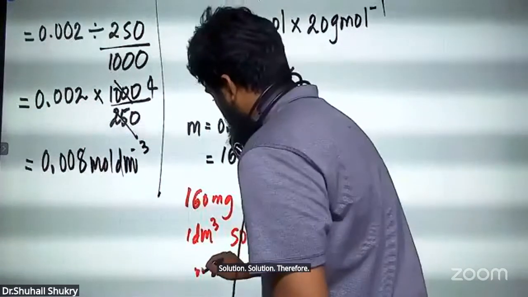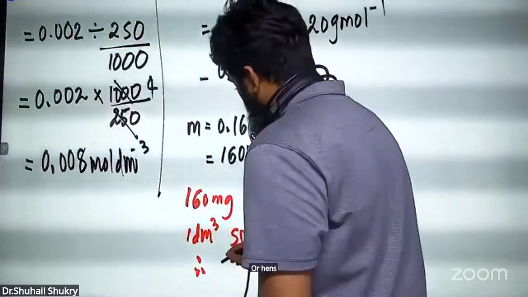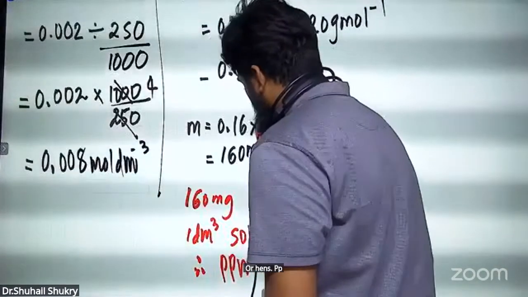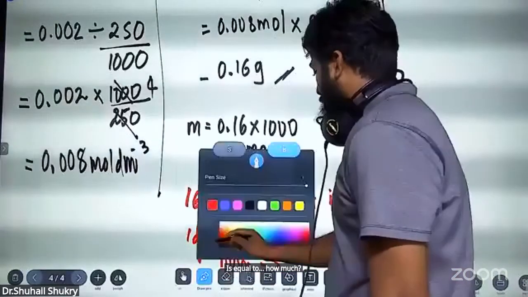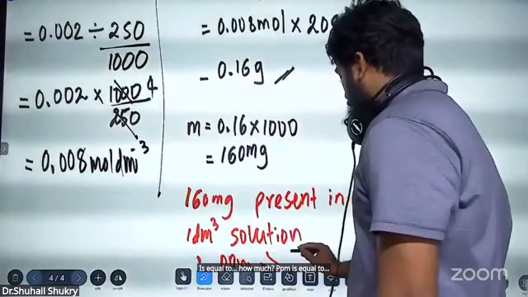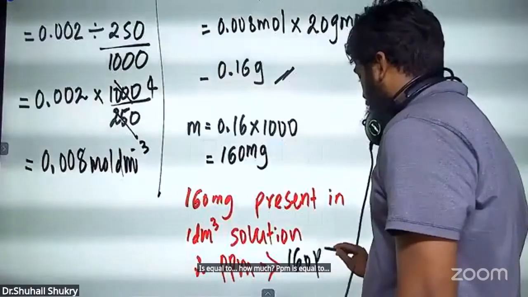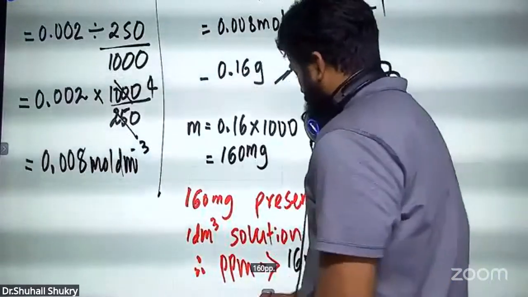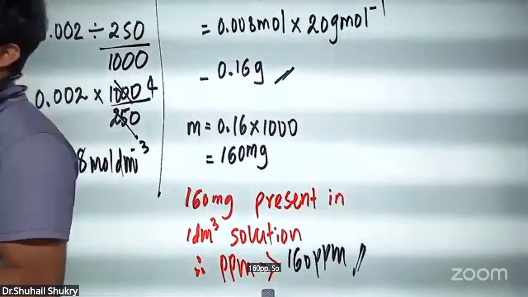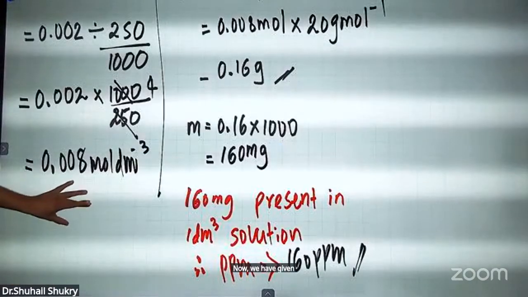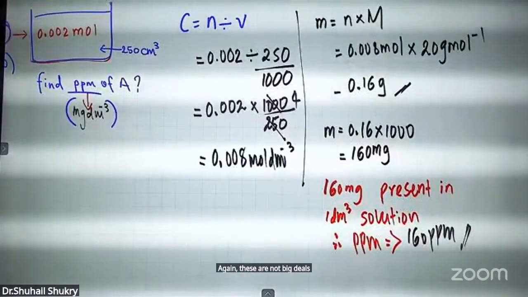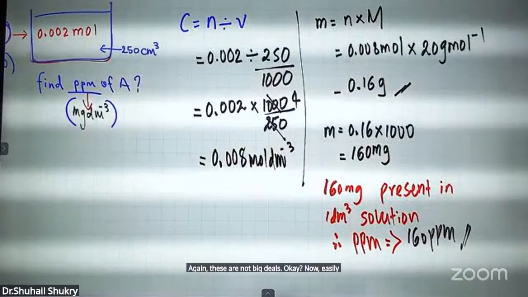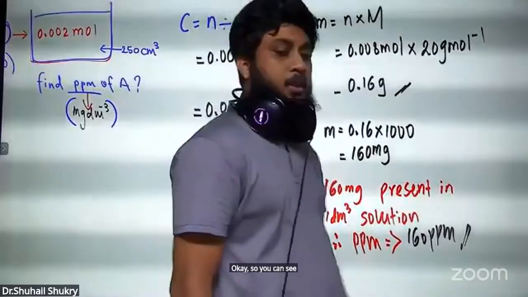Therefore, ppm is equal to 160 ppm. So this one's amount is now given in ppm. I think now you can understand beautifully. Again, these are not big deals. You can work it out nicely and see how many ppm are present in this.